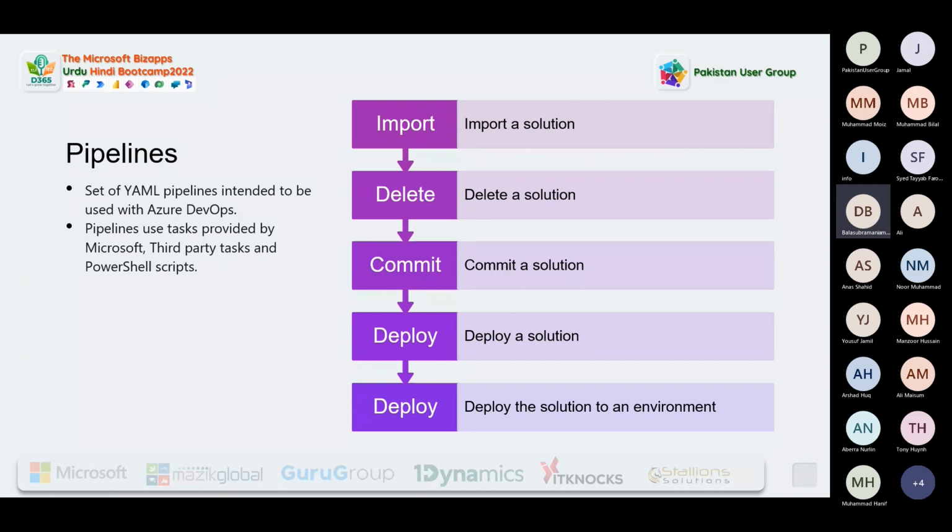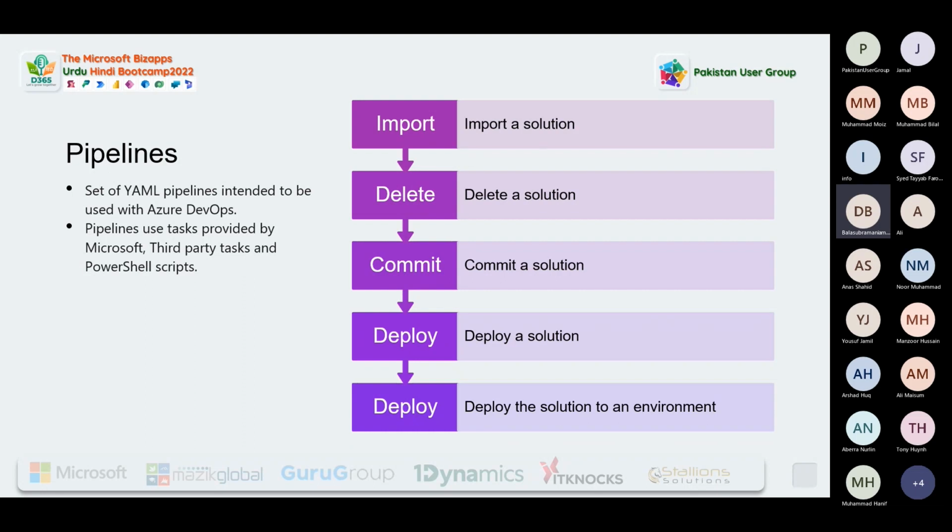And these are the pipelines. And currently, before getting into the pipelines, there is one important note: this accelerator supports only Azure pipelines, and these Azure pipelines are a set of YAML pipelines intended to be used with Azure DevOps. And these reference pipelines are written to demonstrate the end-to-end ALM process for the Power Platform solutions. And these pipelines use the tasks provided by Microsoft and some third-party tasks and some PowerShell scripts to automate all of the ALM scenarios, such as unpacking, source controlling, building, and deploying a solution from the development environment.